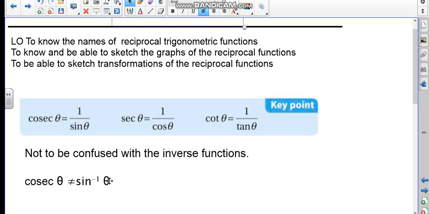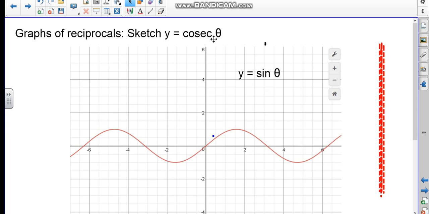So let's start by thinking about the graphs. Now I think these graphs are easier than the inverse ones. If we are going to start with cosec, remember cosec is 1 over sine. So the easiest way to approach this is to have the sine graph sketched first. I've got it here in radians. It doesn't really matter whether you look at radians or degrees here, because we're just getting this shape. So here's y equals sine theta, and cosec is 1 over that.